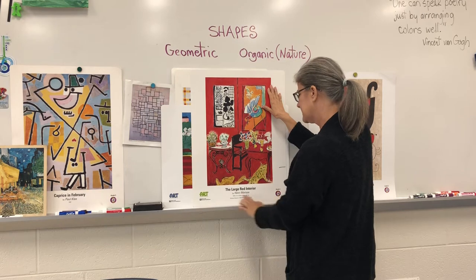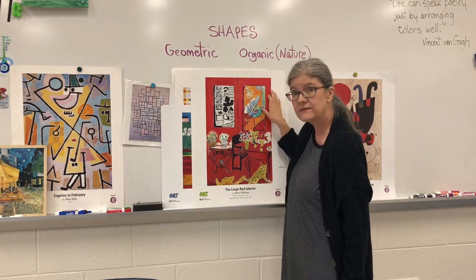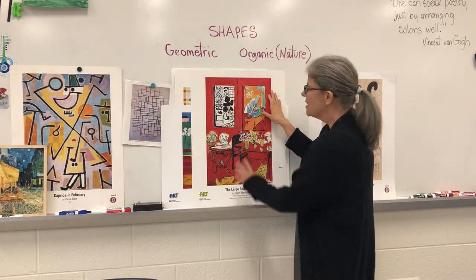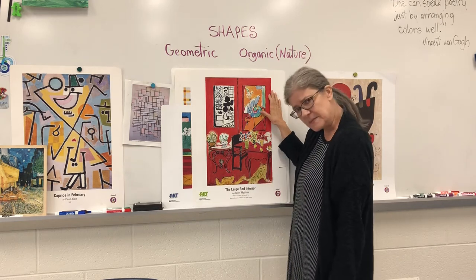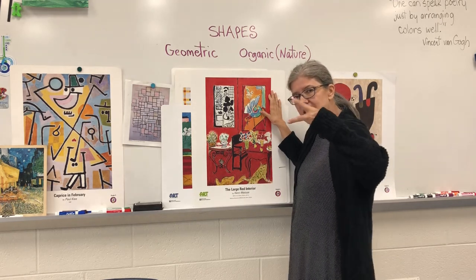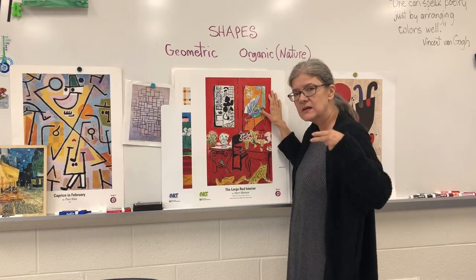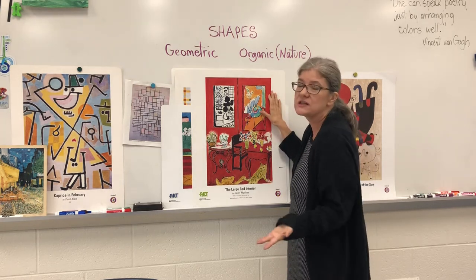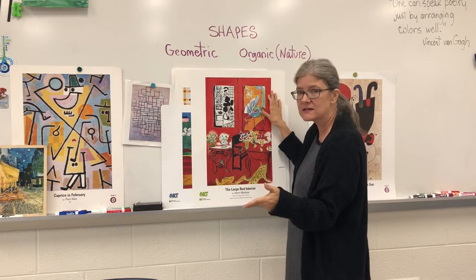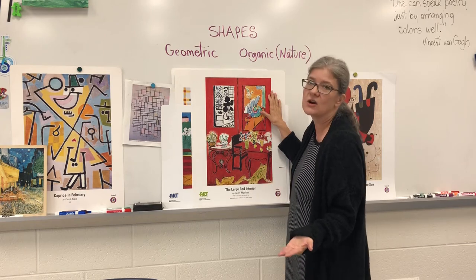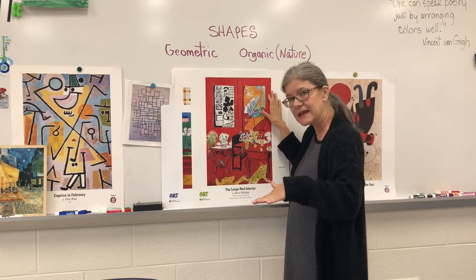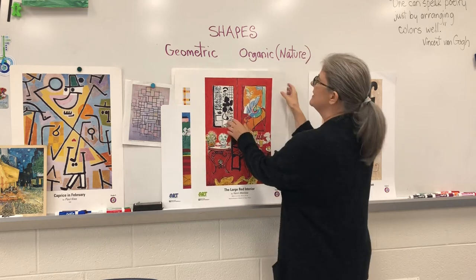Matisse made this in 1948, but when he got older, he stopped painting and he started making cutouts instead. He would pick a color paper that he wanted to use and he would make a cutout. We call that collage in art class. When you cut paper and you glue it down, I'm going to show you one of his cutouts or collages now.